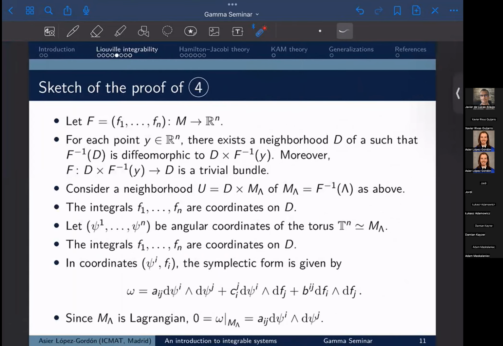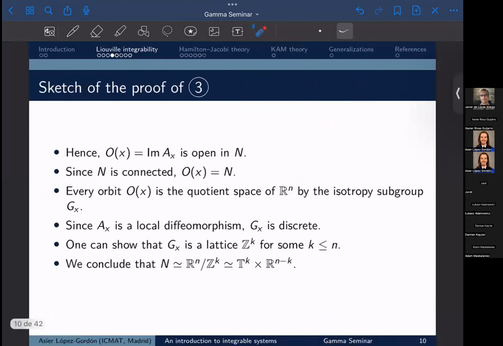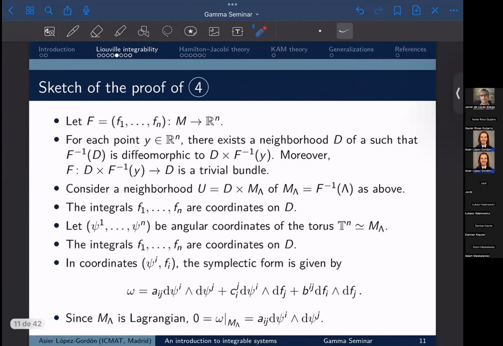Okay, well, this is the more involved part. This part was a little bit involved too, but I skipped some details. But statement 4 is the most involved, but also the most interesting, at least from my point of view. So this is the existence of action-angle coordinates, basically.